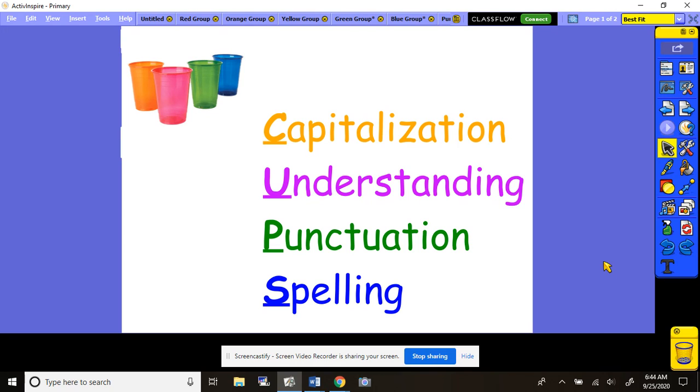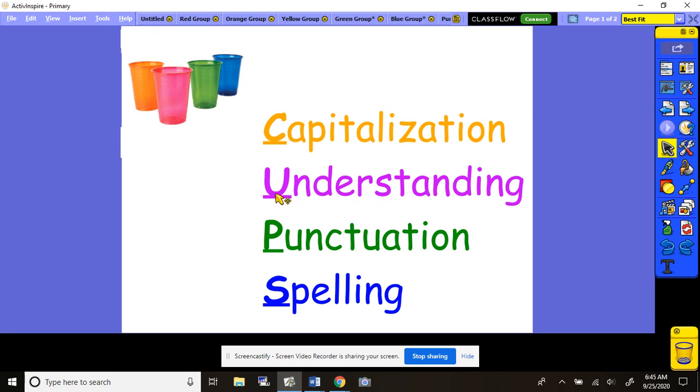So when you think about editing your writing, you can think about cups. We think about cups because that is spelled C-U-P-S. Each of those letters stands for something different that we look for when we edit our writing, when we fix our writing. So the C stands for capitalization. I'm looking to make sure that the beginning of my sentences start with capital letters, that names start with capital letters, that the letter I by itself is a capital. So we're looking for capital letters in the right spot.